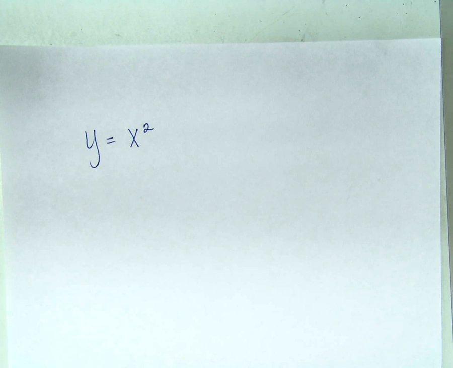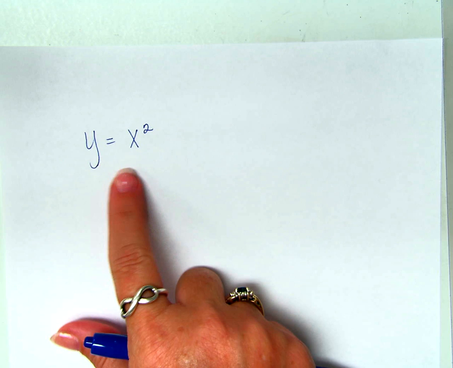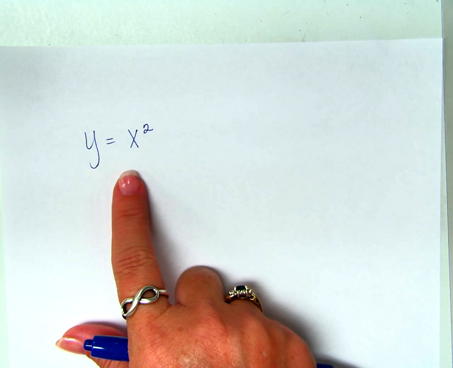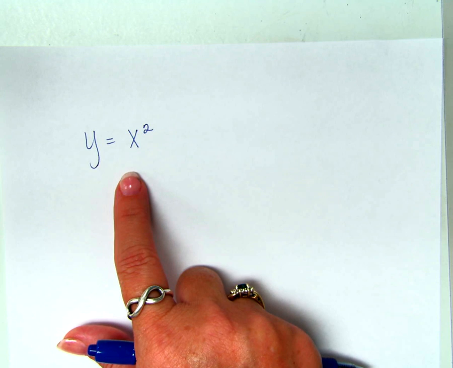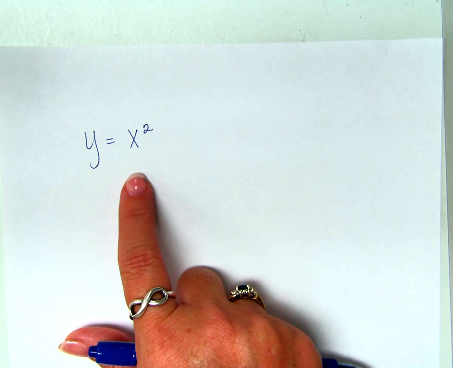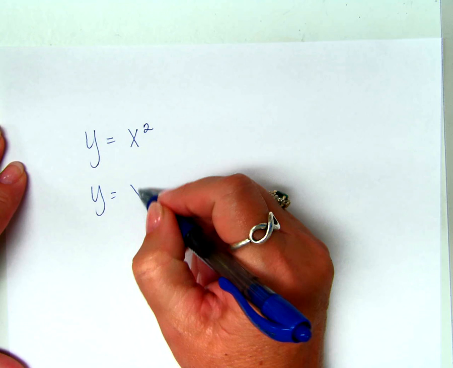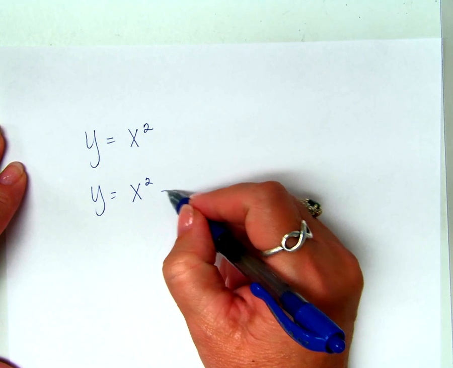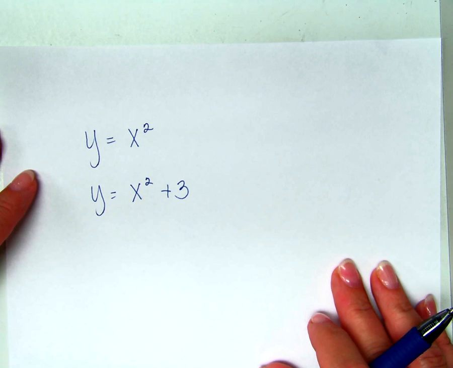The last couple days we've been starting our transformations from parent functions, right? So if I said, from this parent function, how would we make a new function shift up 3? How do we make that happen? Well, this would become what? Y equals x squared plus 3. Good. Okay? But today is a little different.